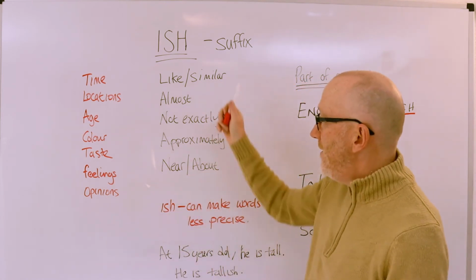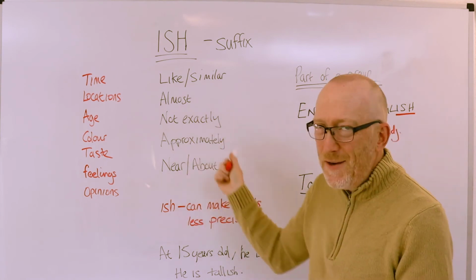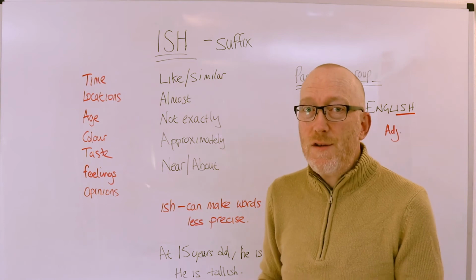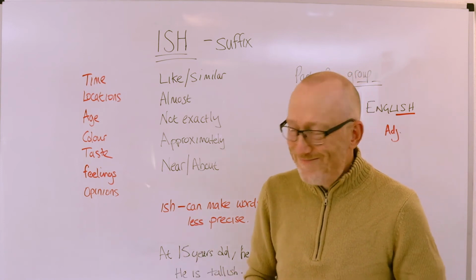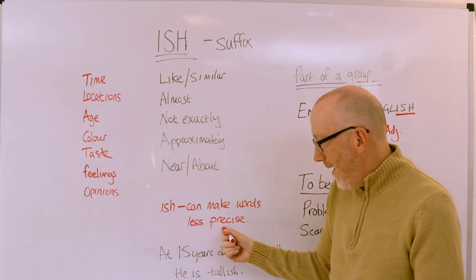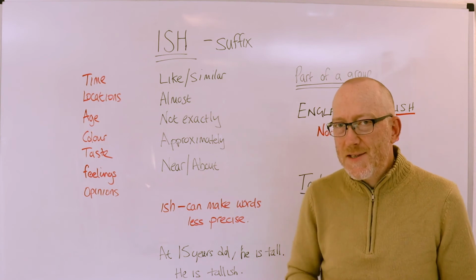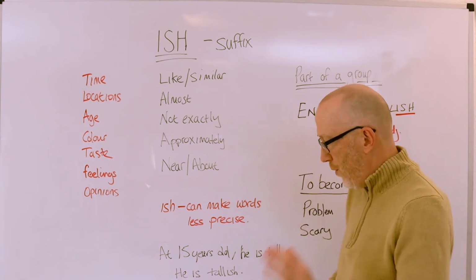Ish means similar, almost, not exactly, approximately, or kind of near or about whatever you're describing. Ish. Interesting. Now, ish can also make any word less precise. So I've just given you a very, very simple example of what I mean there.